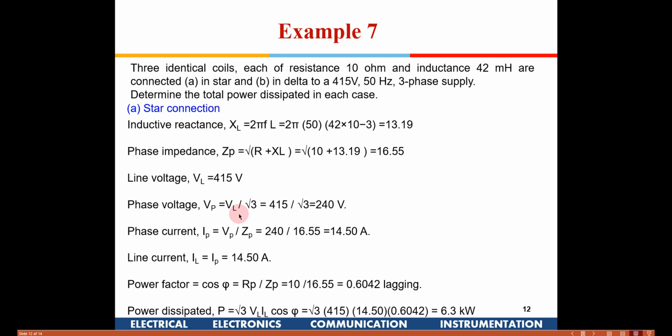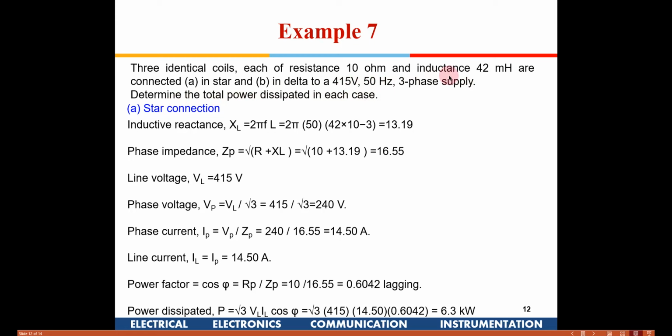So we'll take one more problem. Three identical coils, each of resistance 10 ohms and inductance 42 millihenry, are connected in star and then in delta, to a 415 volt 50 hertz supply. Determine the total power.